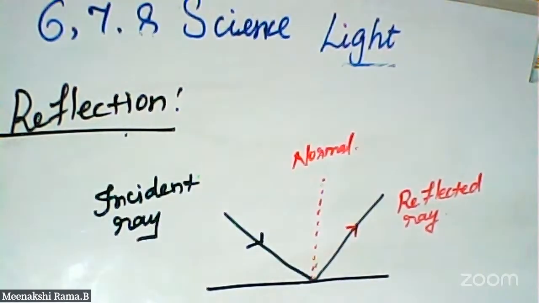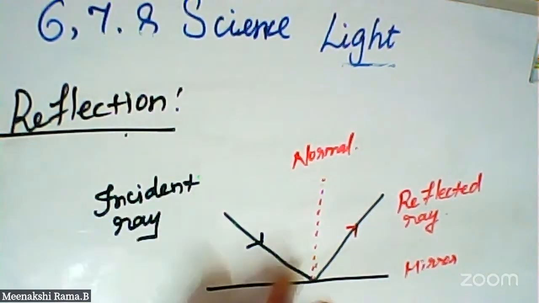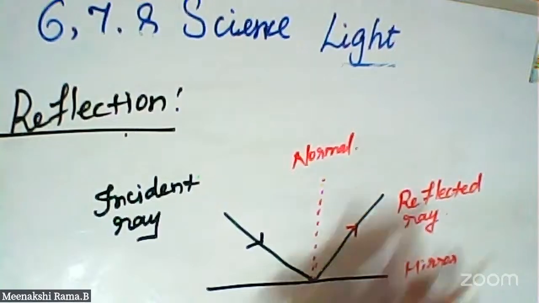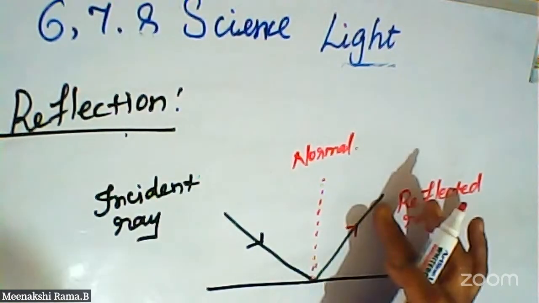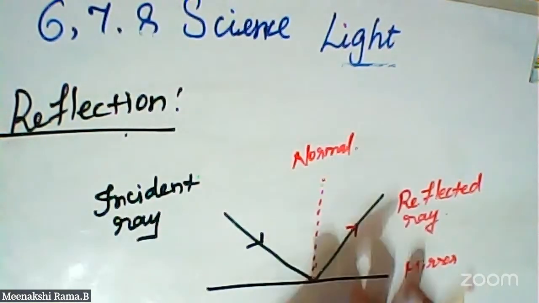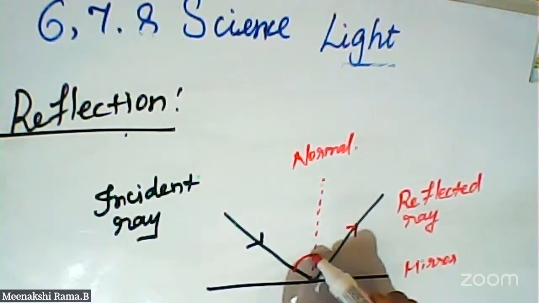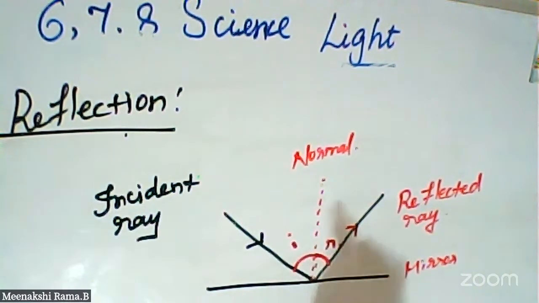This is a polished surface like a mirror. When I pass the light onto that mirror, that ray is called the incident ray. Immediately the light is reflected to the opposite side, so this ray is called the reflected ray. When I draw one line in the center part, that is called the normal. This angle is called I, the incident angle. This is the reflected angle, R.